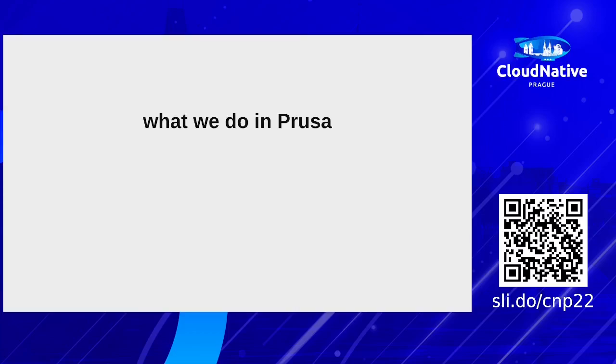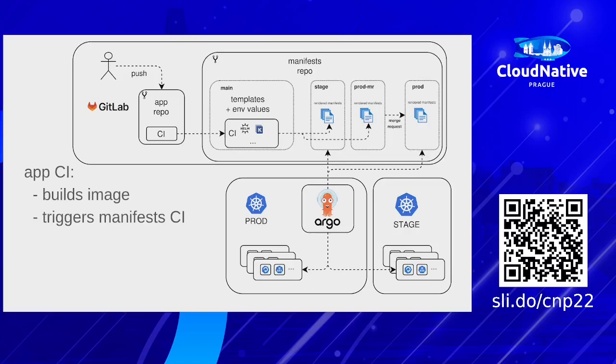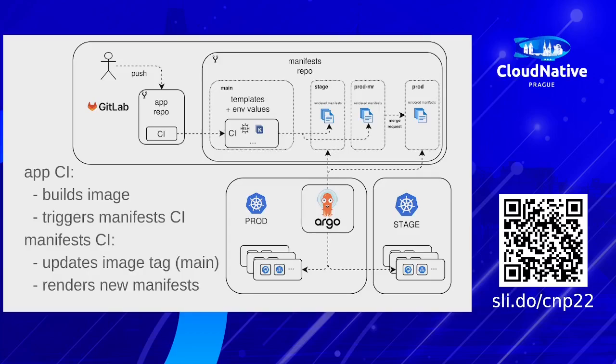Now let's take a look at how we implement this pattern at Prusa. Firstly, we use GitLab. We have an application repo, which in its CI builds the image and triggers an update with the new image tag in the manifest repo. For each application repo, there is a manifest repo. And in this pipeline, in the manifest repo, the image is updated in the main branch, and then new manifests are rendered.